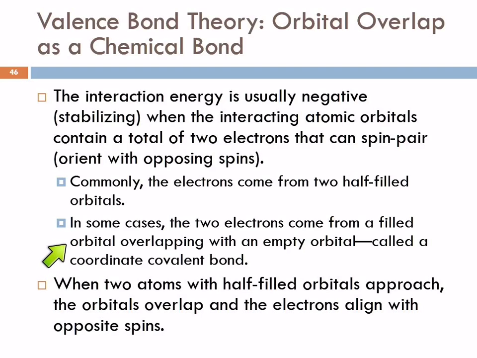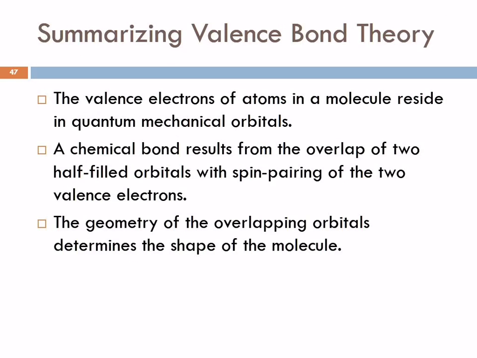Sometimes, though, we can have a filled orbital with two electrons overlapping an empty orbital. This is called a coordinate covalent bond. And so the two electrons in the bond actually come from one of the atoms. That atom's just being really generous. It's like, I see that you don't have an electron to share with me. That's okay, I'll share two, and we'll form this bond. So as the two atoms with the half-filled orbitals approach, the orbitals overlap, and the electrons align so that they have opposite spins.